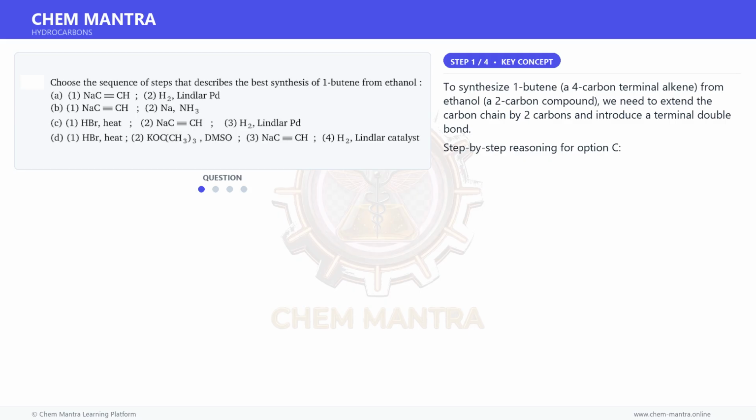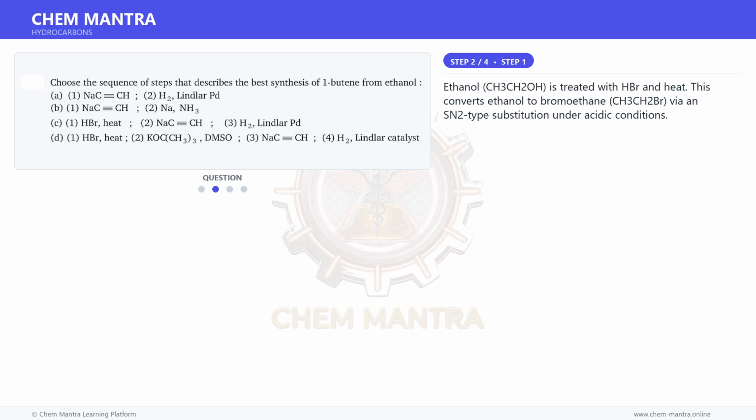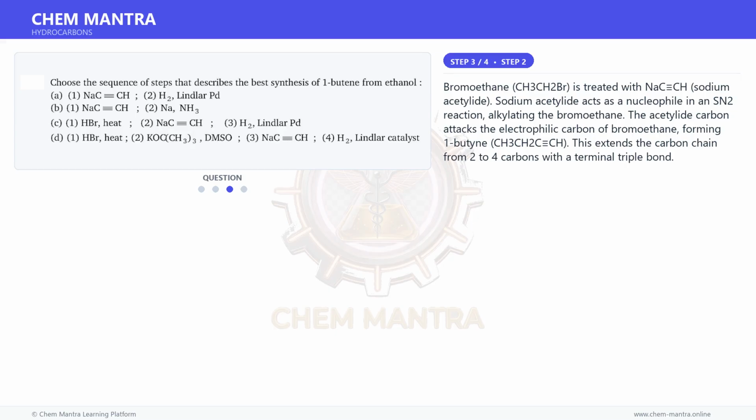Step-by-step reasoning for option C. Moving on to the next step. Ethanol, CH3CH2OH, is treated with HBr and heat. This converts ethanol to bromoethane, CH3CH2Br, via an SN2 type substitution under acidic conditions. Moving on to the next step.